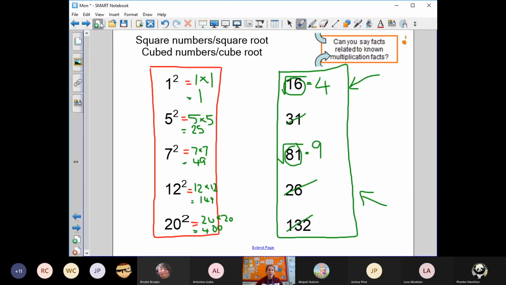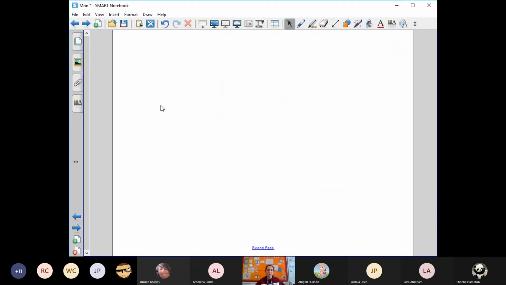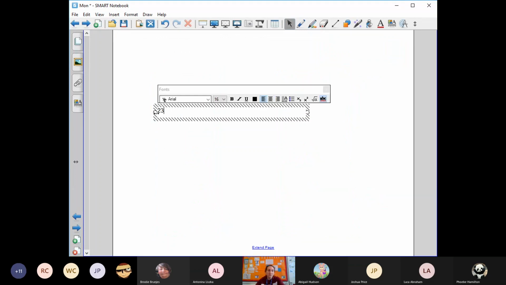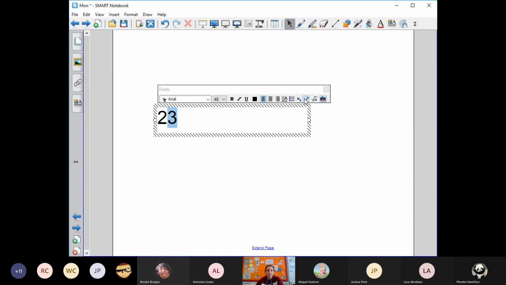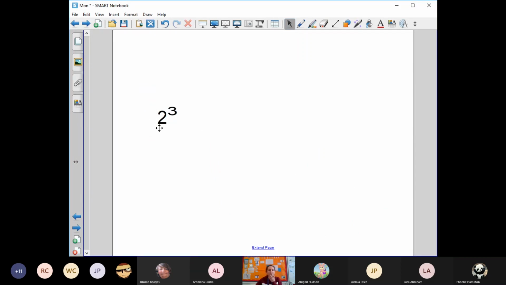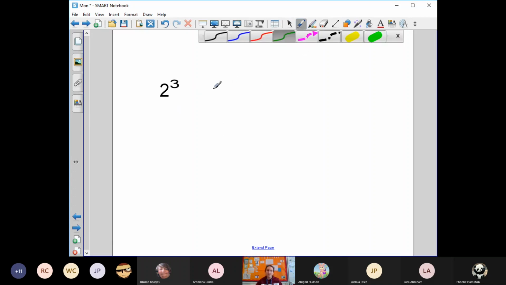Excellent. Now, as well as square numbers, you can also have cube numbers. So I could have 2 cubed. Let me just write that down for you. What do you think happens when it's cubed? What does cubed mean, do you think? Well done, David. Cubed means it's times by itself 3 times.